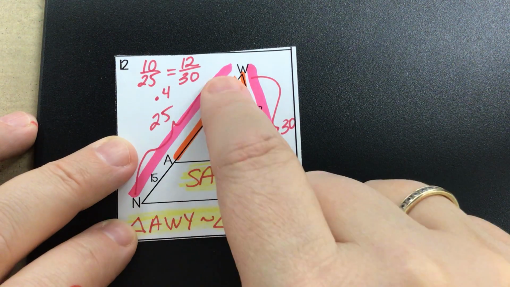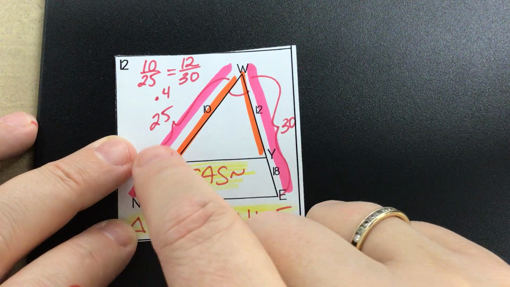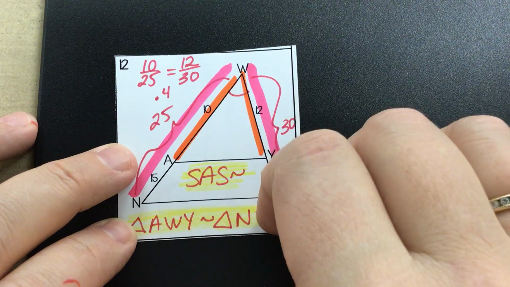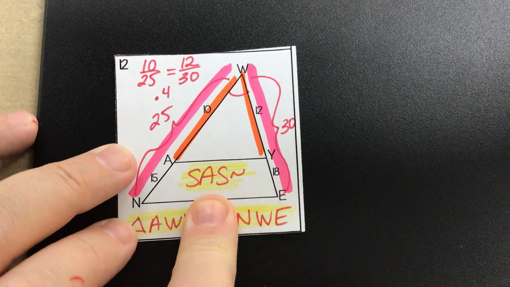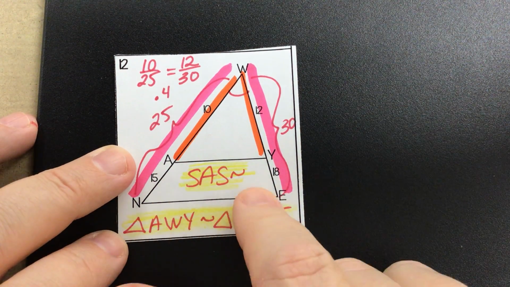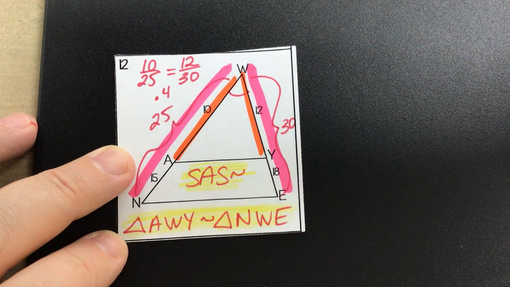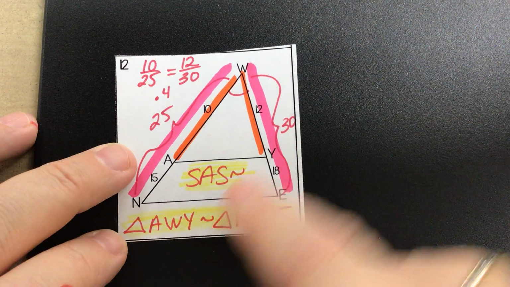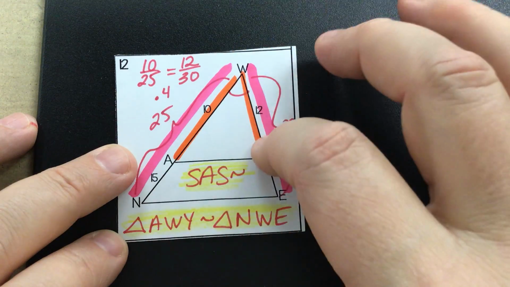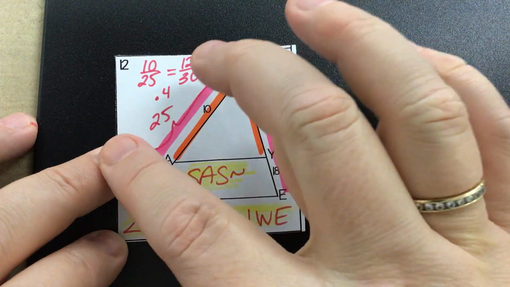So again, I've got side, angle, side in the little triangle, side, angle, side in the big triangle. So my triangles are similar by SAS similarity, side, angle, side similarity. And again, if I'm going to write a statement, I'm going to say something like triangle AWY is similar to triangle NWE. So again, that's my other card in side, angle, side similarity.